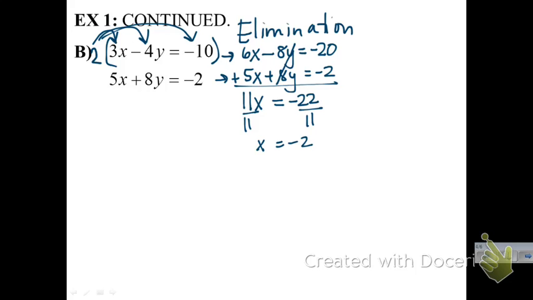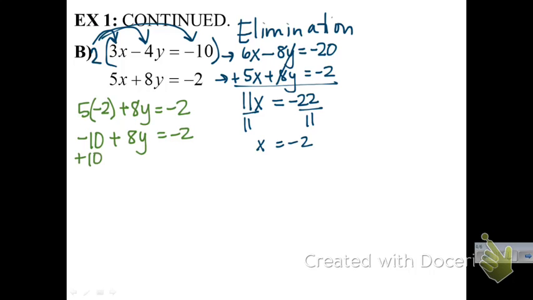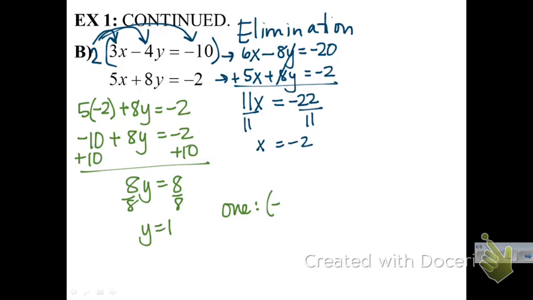Then you're going to take this -2 and go to either equation and solve. I'm going to do the bottom equation because I haven't done anything to it. So we have 5 times x. X we just found to be -2 plus 8 times y equals -2. From here we're going to solve this. 5 times -2 is -10. Now you'll add 10 to both sides to get y by itself. 8y equals 8. Divide by 8, y equals 1. And we have one solution located at -2, 1.